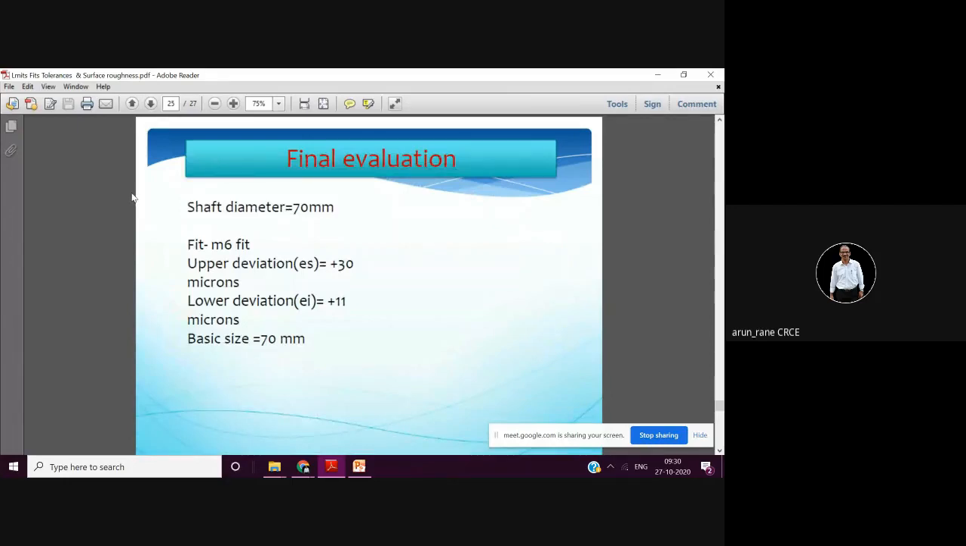Once you open the PSG design data book, you can understand this. It is self-explanatory. Then finally you can get the dimensions like the shaft diameter. For M6 fit, since it is interference, obviously it will be on the plus side. So upper deviation is 30 microns and lower deviation is 79. That means if the basic size is 70, what will be the shaft size? It will be 70.011 to 70.03.